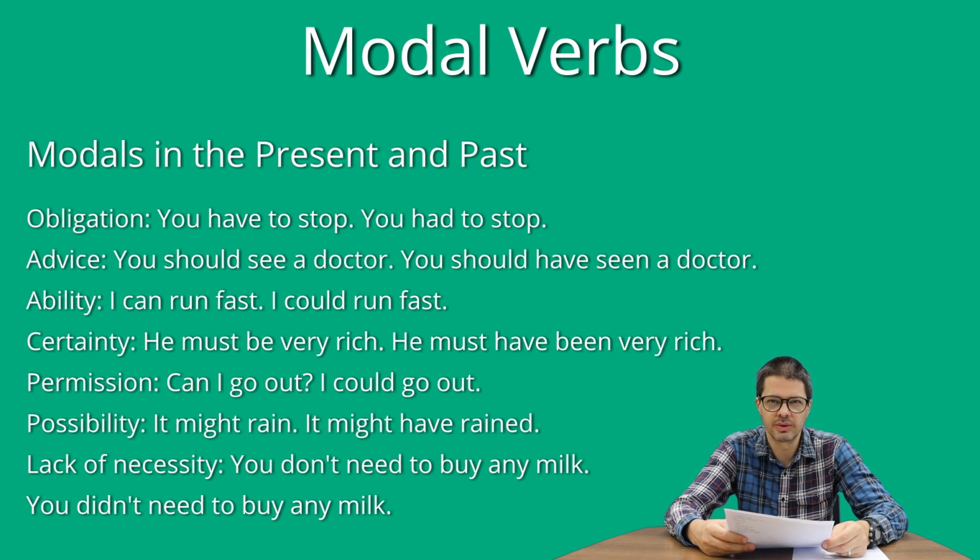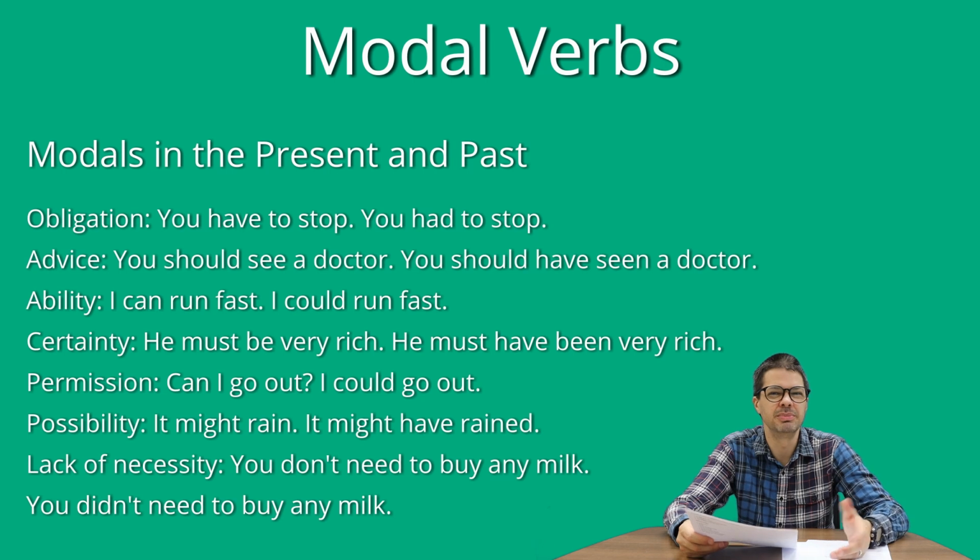Permission, present tense, we have to ask, right? Can I go out? Past tense, we already got the permission. I could go out. Possibility, it might rain. Past tense, it might have rained. We don't actually know. All right, lack of necessity, you don't need to buy any milk. You didn't need to buy any milk. Easy peasy.